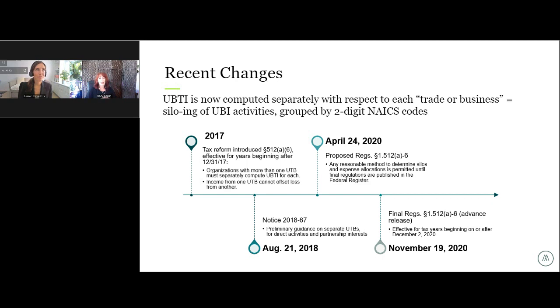So that's why Congress came out with this 512(a)(6) rule that was effective for years beginning after December of '17 that said if you have different trades or businesses, you have to treat them in different silos, which has made our lives very complicated over the last few years as we went through the initial law in '17, the notice in '18, the proposed regs in '20. Now we have final regs. So things have kind of settled down. They've reserved some areas for future guidance, but for the most part, effective for years beginning on or after December 2nd of 2020, we are now in the final regulations for siloing. So we're pretty much stuck with what we've got with a few exceptions.